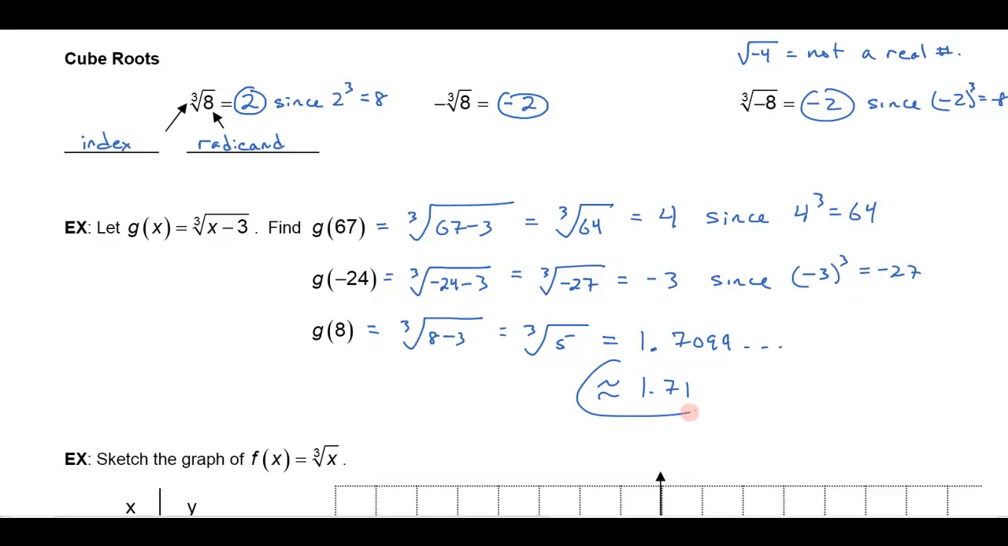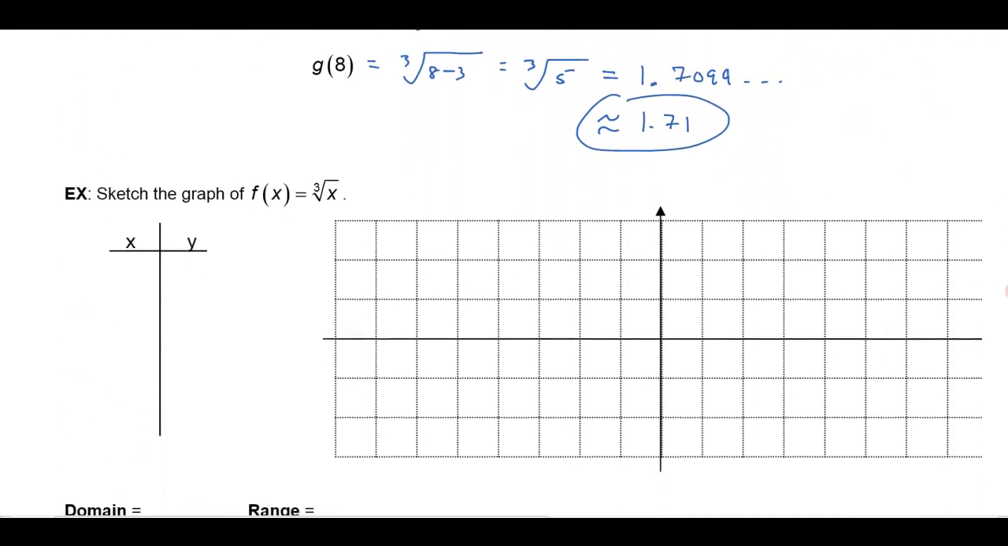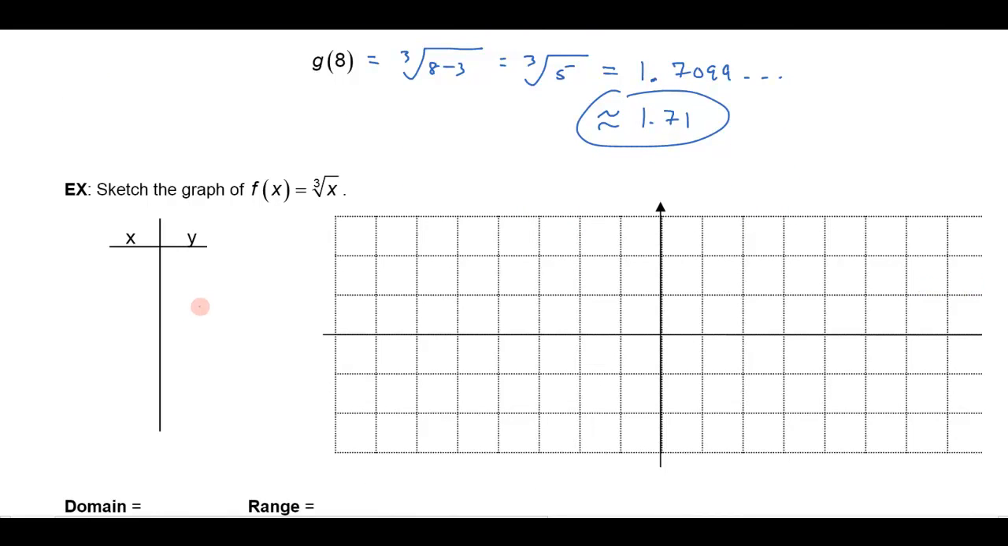Okay. All right, now let's look at the graph of what a cube root function looks like, and you can compare that with what we found in a previous lesson about the square root. So let's plug in some numbers. Let's start with 0. 0 is my favorite number to plug in, and the cube root of 0 is 0. That would give me the ordered pair 0, 0.